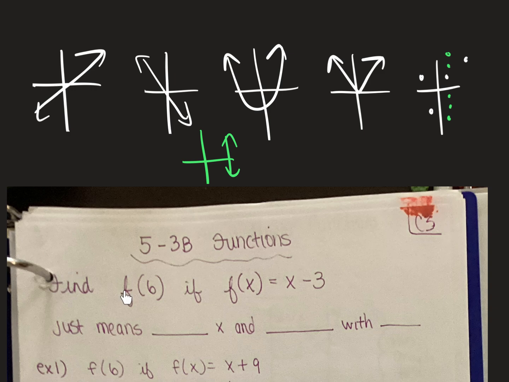And if we're supposed to find f of 6, if our function looks like this, all that means is erase x and replace with 6. So this is just like substitution or evaluating. I have a math problem that has this variable, but I want to erase the variable and replace it with a 6. Erase and replace x with whatever is inside of these parentheses.